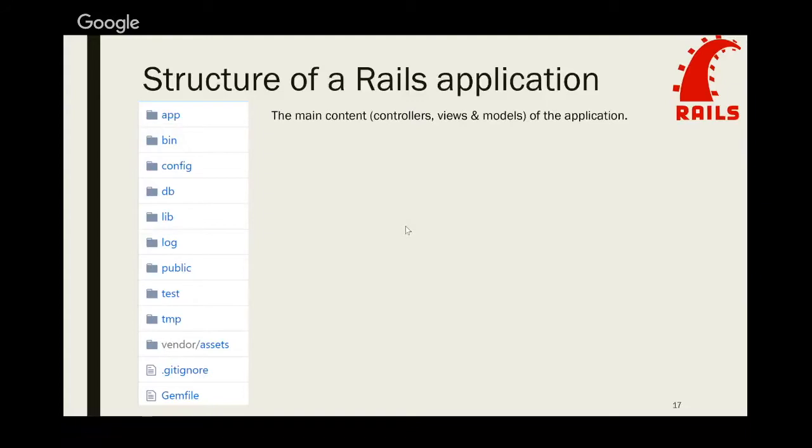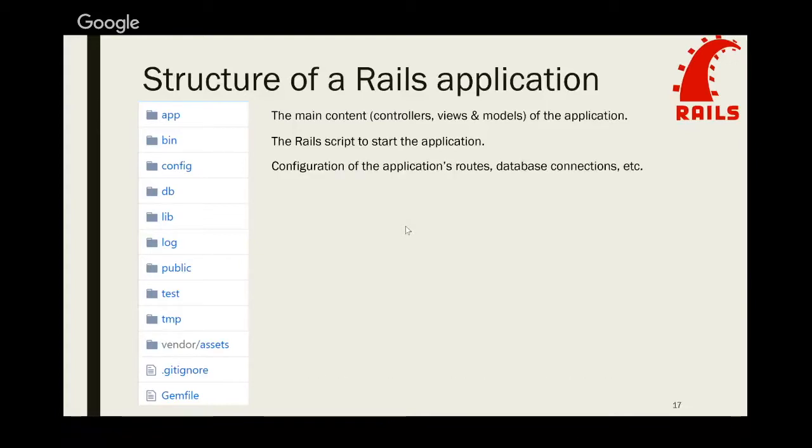The first folder is called app, which stands for the application. Your views, controllers, and models should be within this folder. You can just create three subfolders under this app folder for your controllers, views, and models. And then the second one is the bin folder. It holds the scripts to start and stop the application.